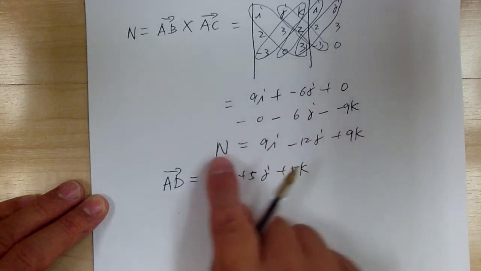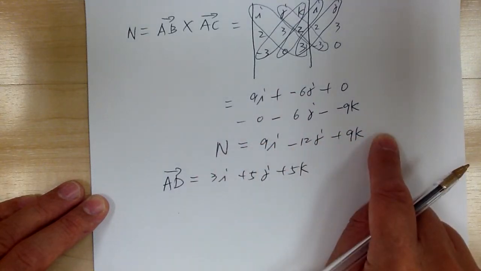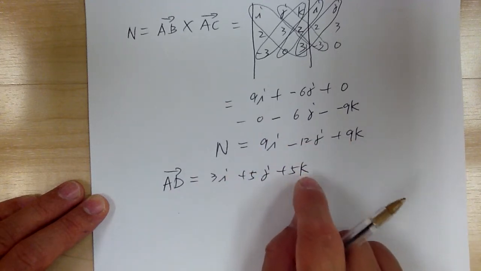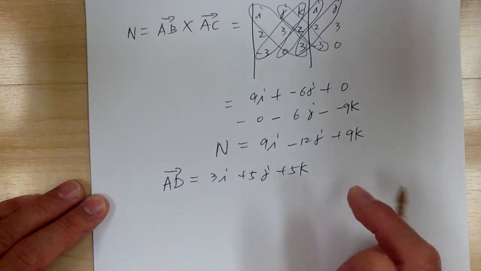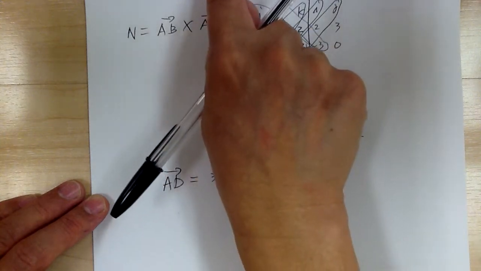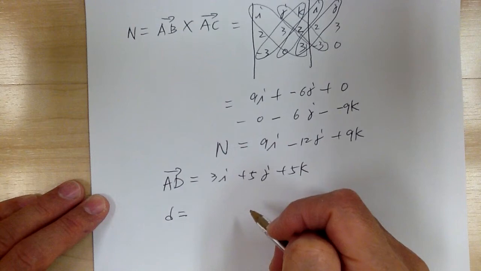Another way you can do this is that once you find N, you can find the equation of the plane. You can find the D, and then you can substitute this in here. Again, you have to go back to your previous lesson. Okay, so we can find this over here. So the distance is going to be equal to.